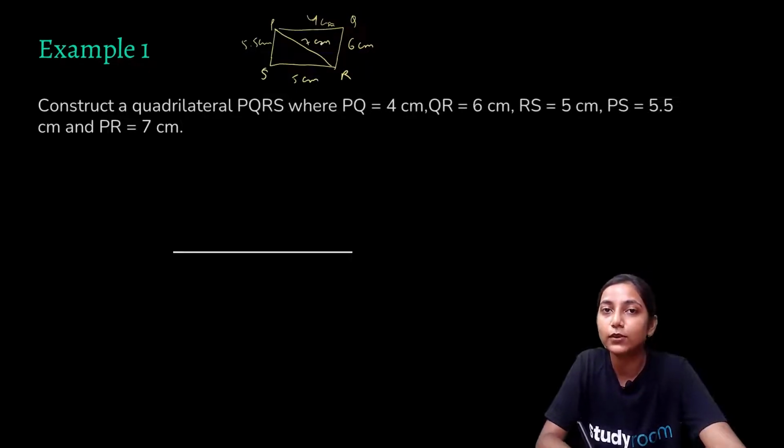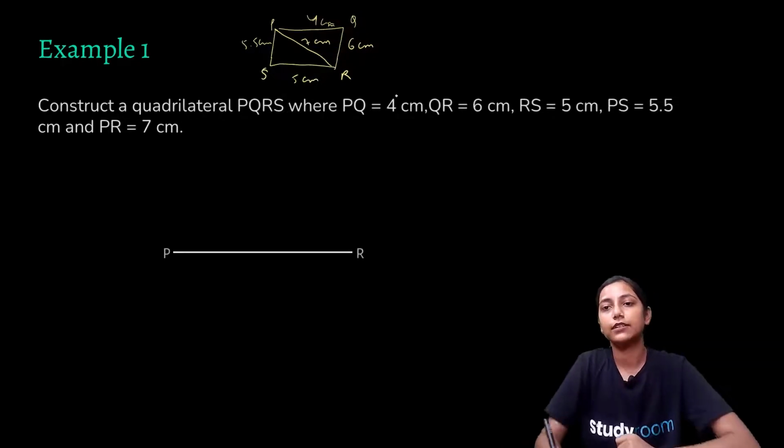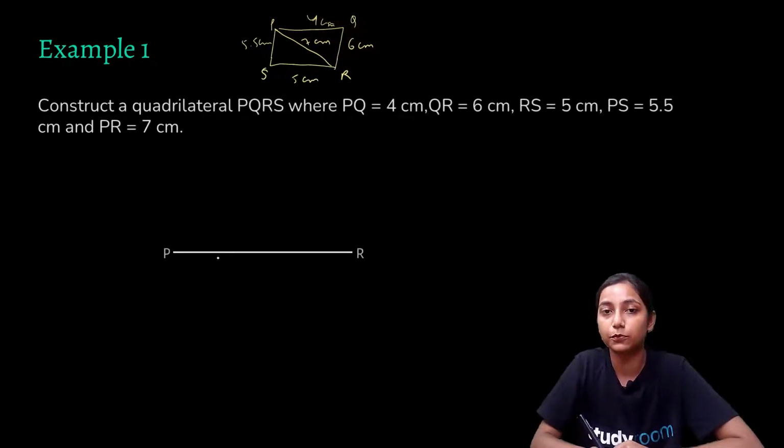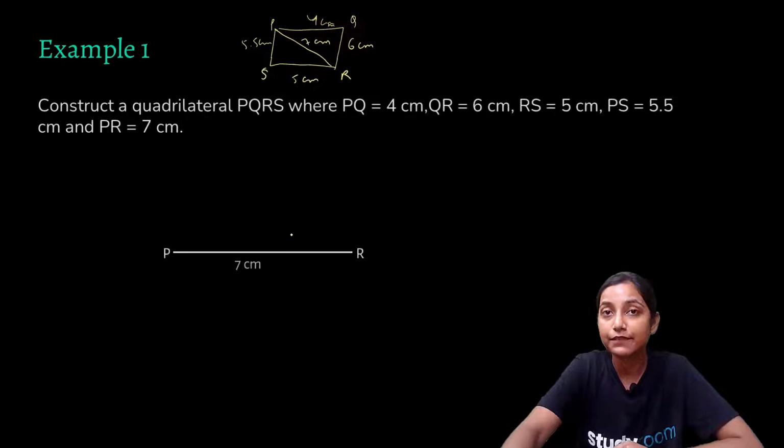We can divide it into two constructible triangles: one is PSR and the other is PQR. So we'll begin like this. Since PR is given as 7 cm, first of all, using a ruler, we can draw PR as 7 centimeters.